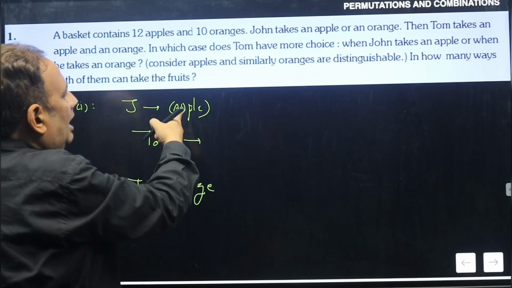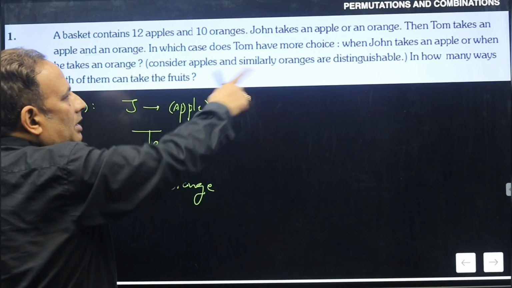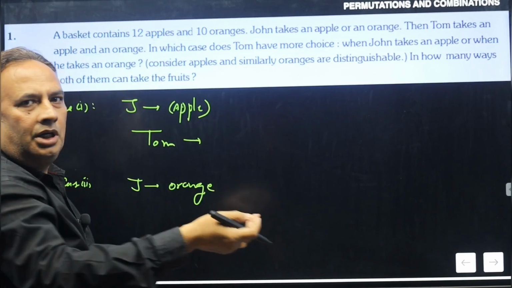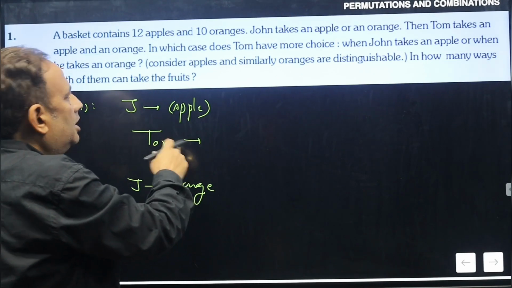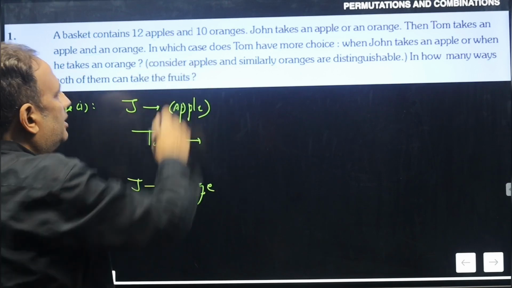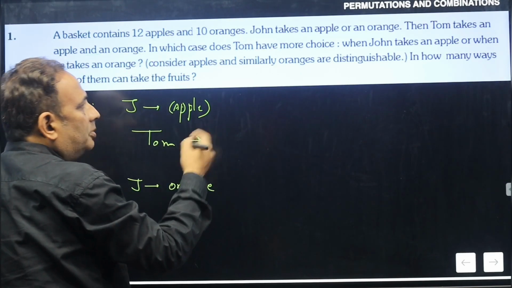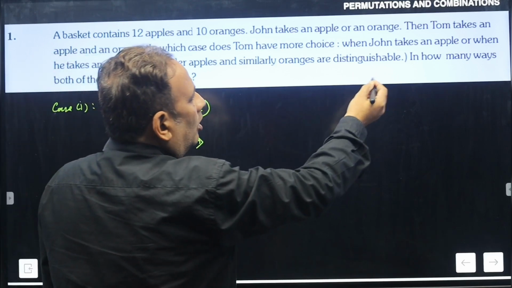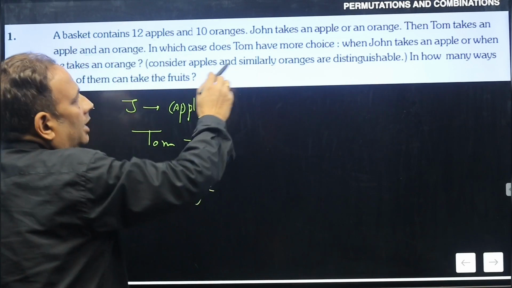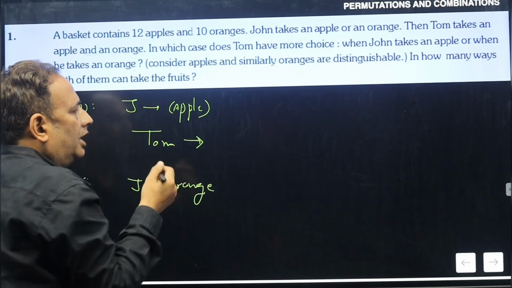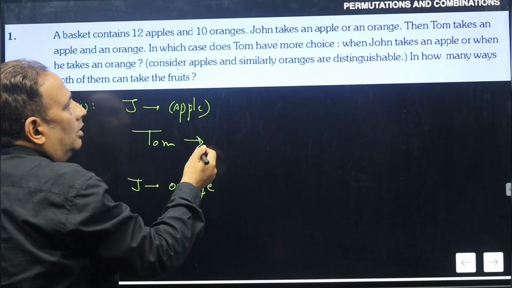You see, one apple John selected, and all the apples are different. So how many ways John can take, that is another matter. First we will consider Tom making the choices. So when Tom takes, how many options does Tom have to take one fruit? Here they are saying that Tom has more choices depending on John's choice, which we have to select. So Tom can opt how many?